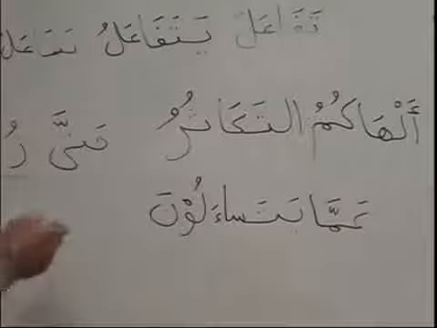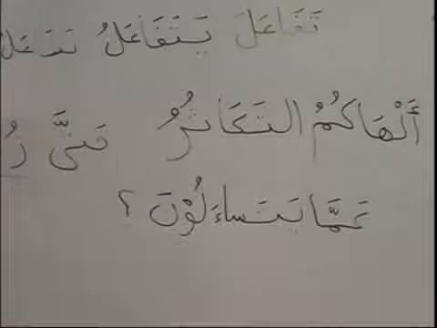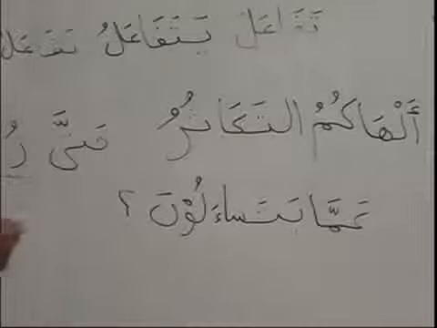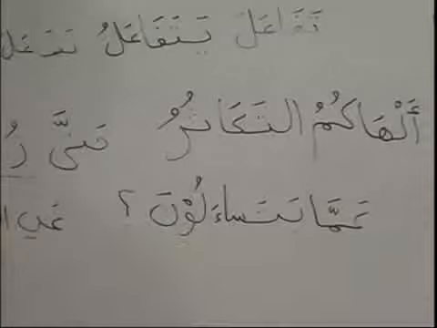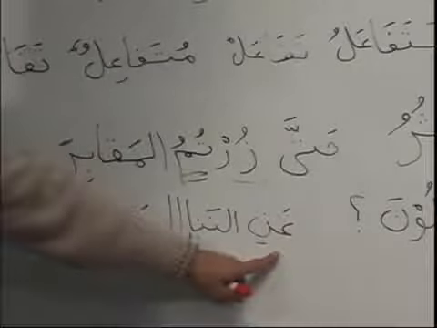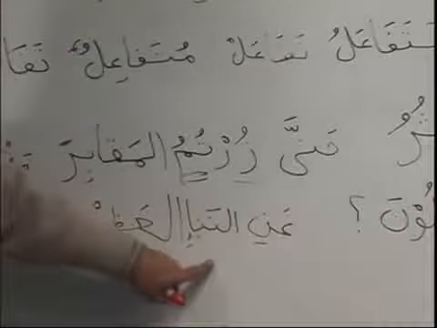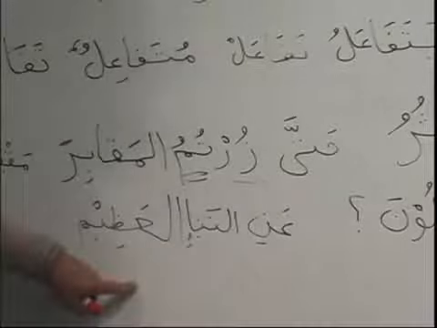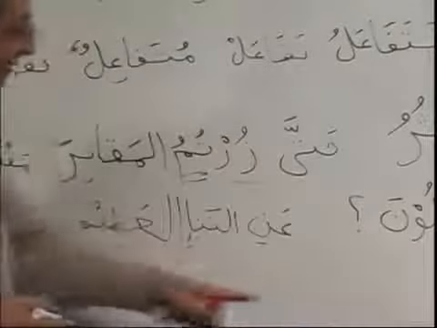And then, this is a question mark, brother. What are they asking each other? What is the answer? Anin naba'il azim. An is harf jar. Naba'i is ism majroor. Azim is naat. Okay. So here, this is one ayah, and this is the second ayah.